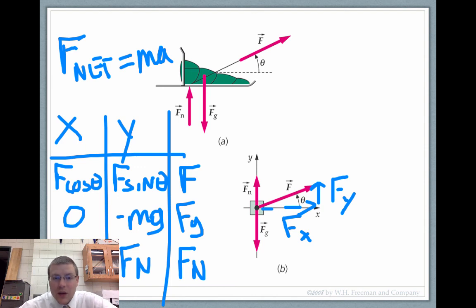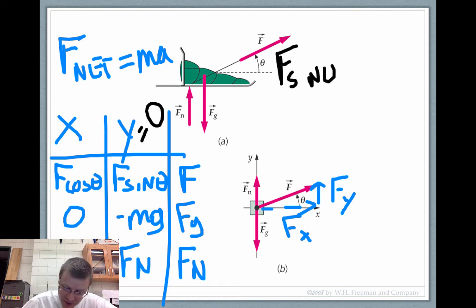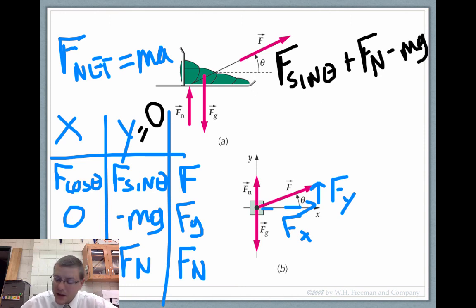However, if you look at the y direction, the y direction has 3 forces in it. And we know that this y direction must sum up to 0 because the sled hasn't flown off the ground or fallen through the ground. What you could say is that the F sine of theta, the applied force upwards, plus normal force minus gravity must add up to 0. So if that's the case, you can say that the weight of the object is equal to the applied force component that's up and the normal force.